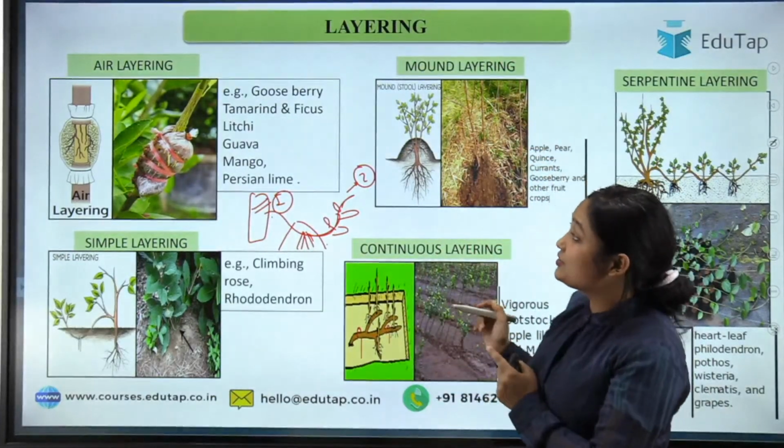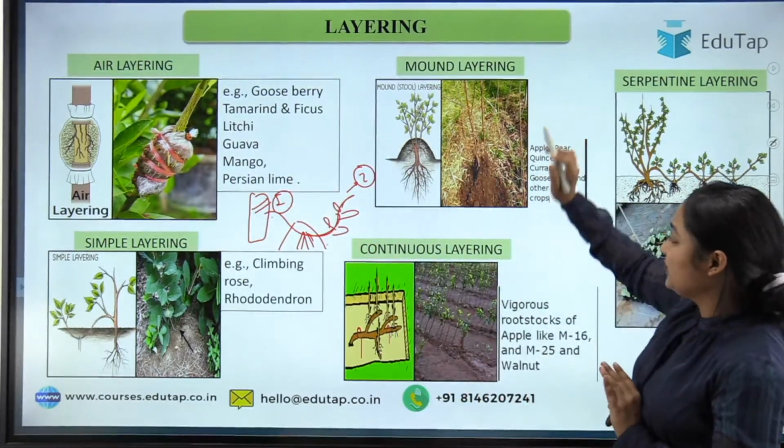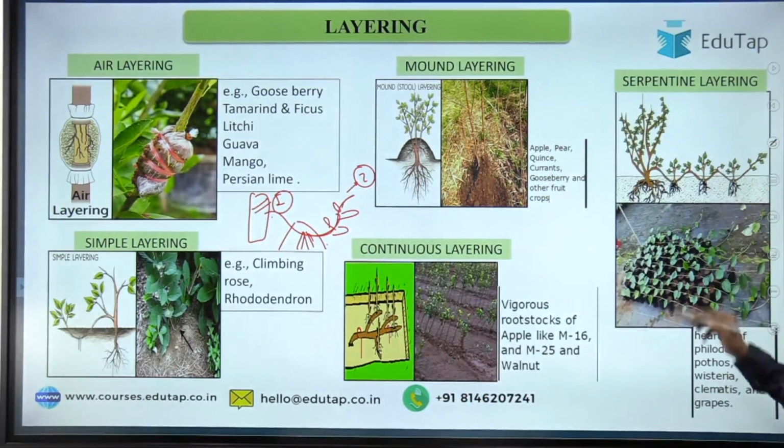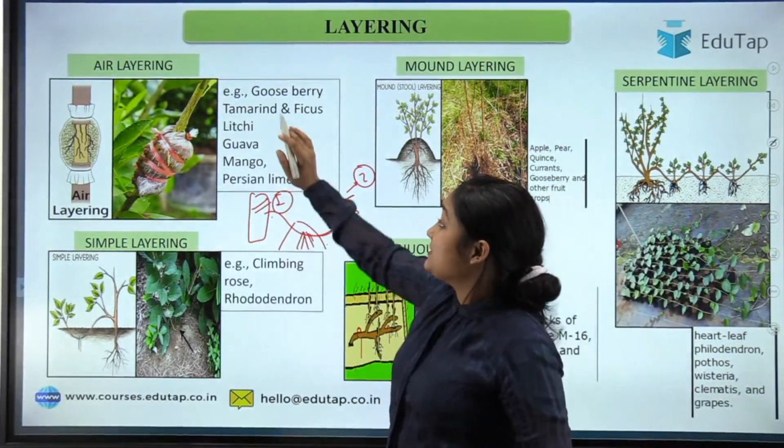Now how we can introduce the layering and what are the different kinds of layering. So we will study about air layering, simple layering, mold layering, continuous layering, serpentine layering. Okay, these we will discuss. These are 5 kinds of layering. So talking about air layering, see, again quite easy.